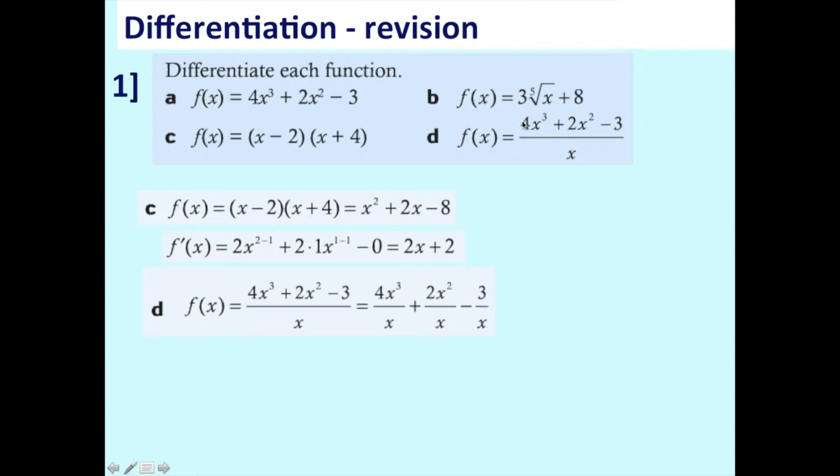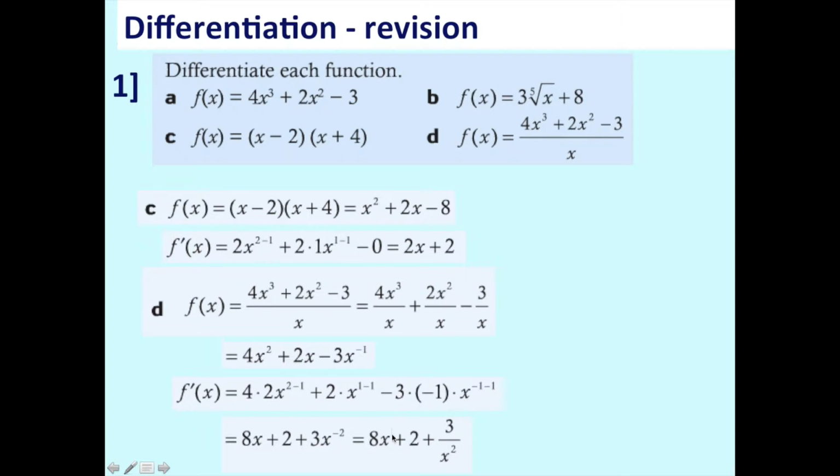Part D, you may be thinking quotient rule or product rule. Either of those would also give you the same answer, but perhaps the simplest form is to recognise that you've got a common denominator, so you can rewrite it like this and simplify, and then it's just a case of the constant multiple rule and the addition subtraction rule to end up with the answer of 8x plus 2 plus 3 over x squared.